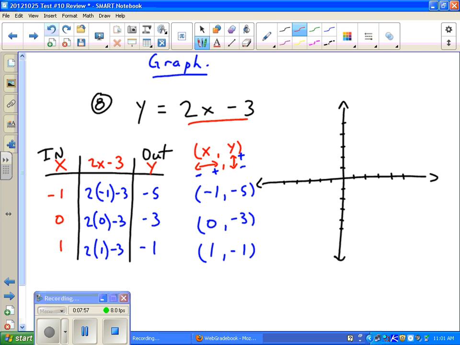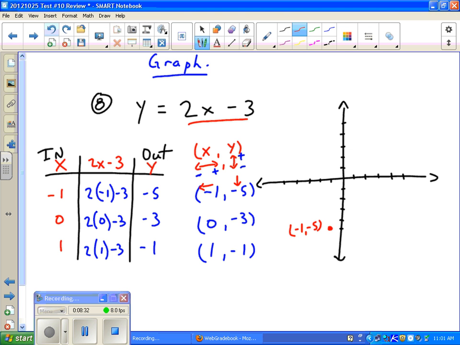So if we look at our 3 ordered pairs we have, -1 tells us to go to the left 1 time. -5 tells us to go down 5 times. So you always start at the origin when you're plotting points, and you go to the left 1 time, and you go down 1, 2, 3, 4, 5. And that would be your first point. I'm going to erase all this so it doesn't make too much mess for us. But your first one is -1, -5. And that's your first point. And label your point, -1, -5.